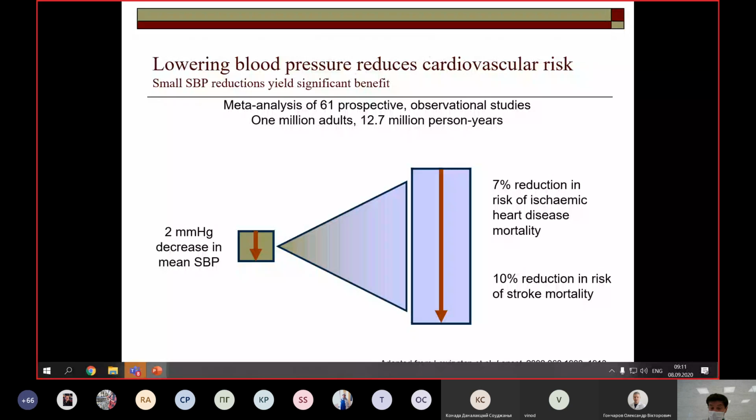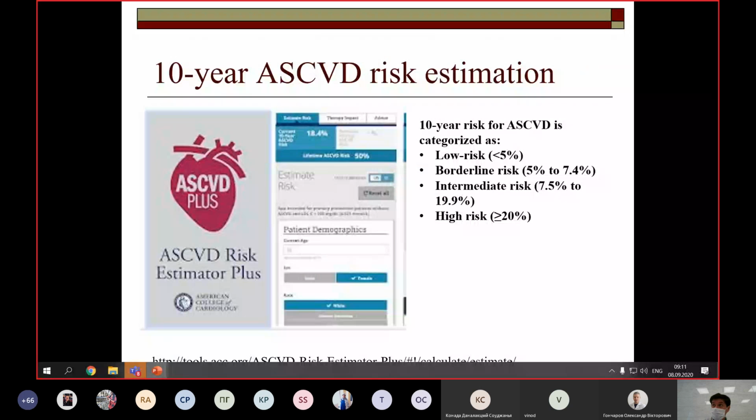So, based on this idea, you have to choose the optimal strategy to improve clinical outcomes in the patient having established arterial hypertension. According to US experts, 10-year atherosclerotic cardiovascular risk estimation should be used, with the specific online calculator on the slide. Please see the link at the bottom, with free access to this calculator.